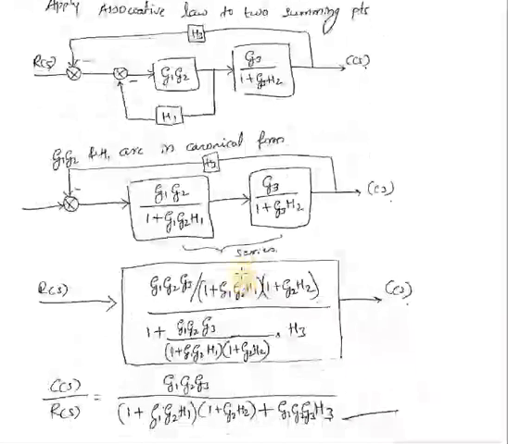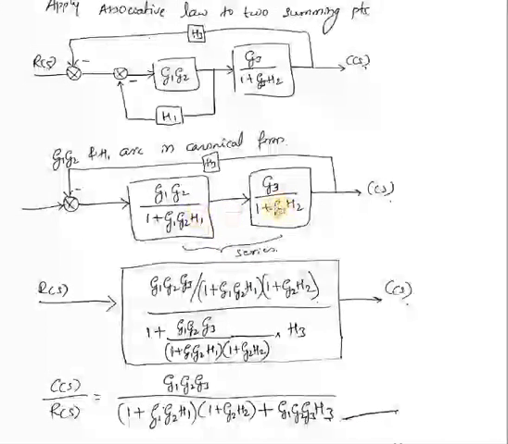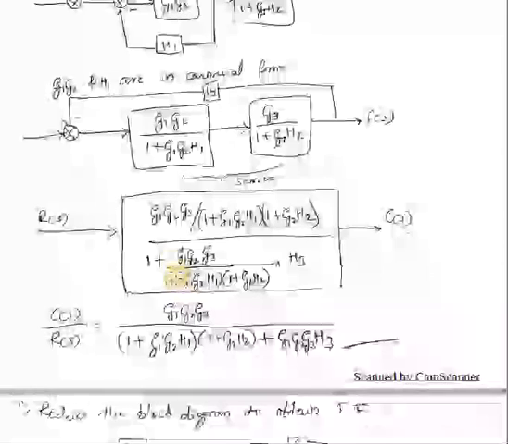Now if you look, these two are in series. So you can write the product of these two and replace it by only one block. That time it is going to form the canonical loop with this H3. If you replace these two by a single block, then in the feedback also you have one single block, one takeoff and one summing point. So directly I have written the canonical loop equation here.